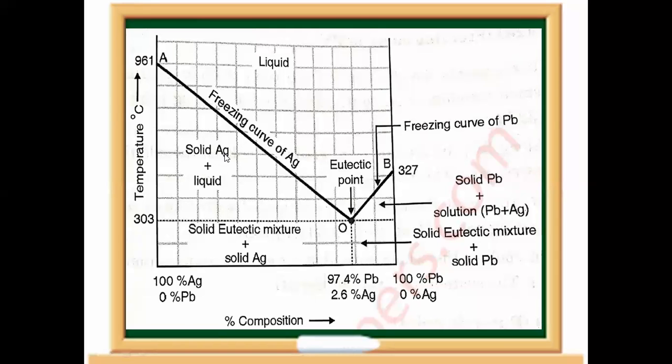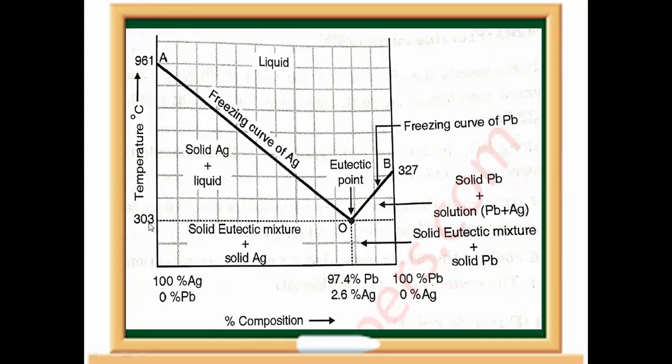Here there is solid silver and there is the liquid saturated solution of lead and silver. So that continuous procedure of adding lead to the silver was going on. But more and more lead, it was not mixing into silver. Okay, at what temperature did this happen? This happened at point O, where the temperature is 303 degree Celsius.